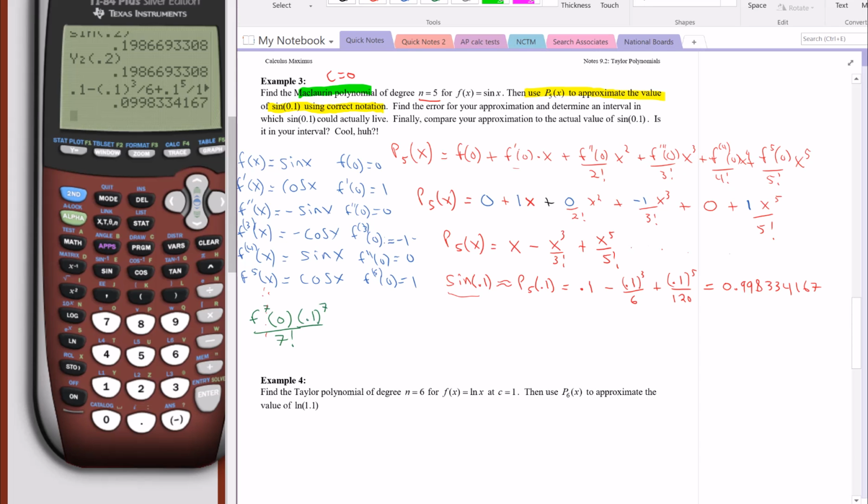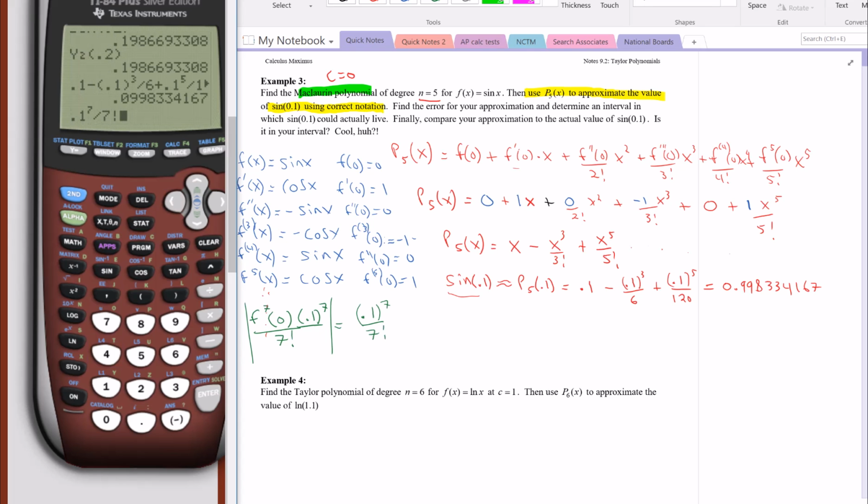The important part is the positive or negative doesn't matter. So just take the absolute value of it because the sign shouldn't matter. So it's just 0.1 to the 7th over 7 factorial. Let's do that real quick. 0.1 to the 7th divided by 7 factorial. Oh, great! It's going to give me that.